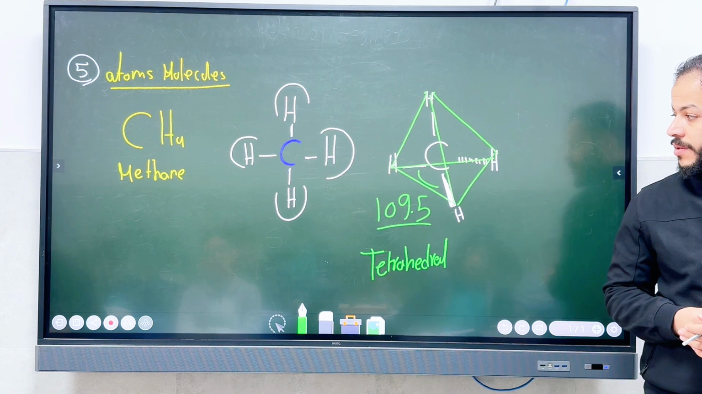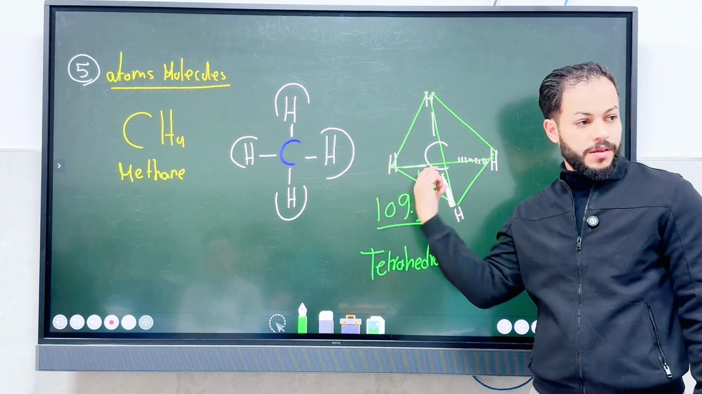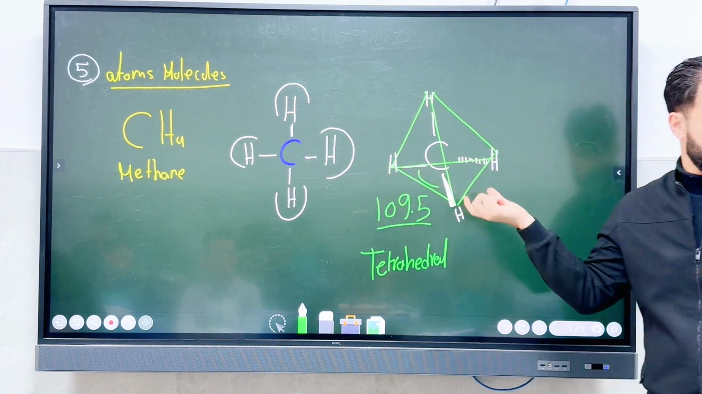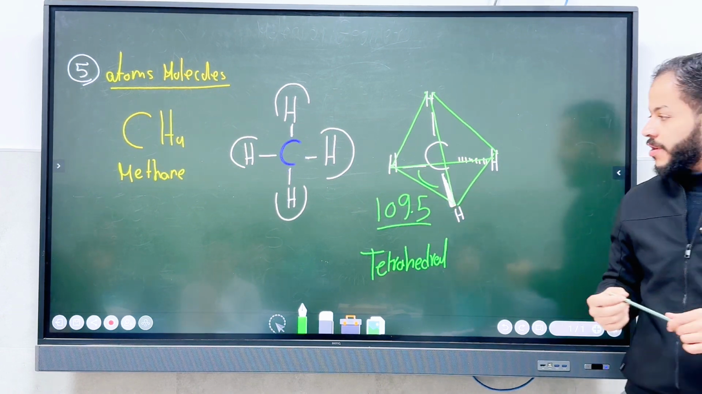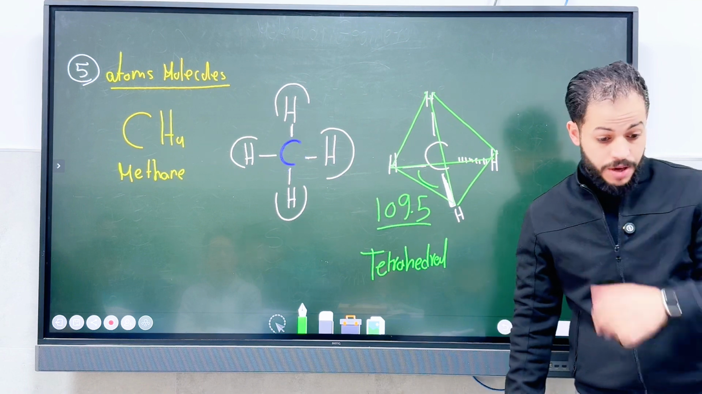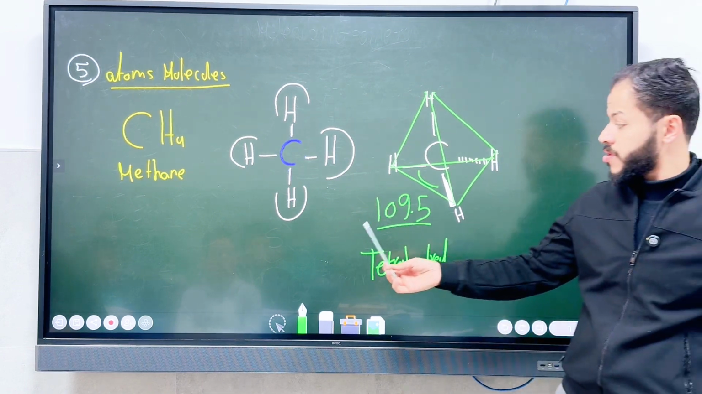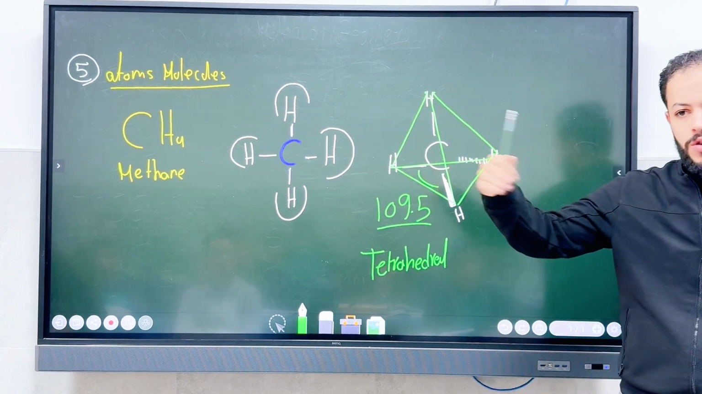What's the 109.5? This is the angle between the hydrogen and hydrogen bond. Less than 109, and this shape, 109.5. This shape is called what, guys? Five-atom molecules are called what? Tetrahedral. Any five-atom molecule is tetrahedral.